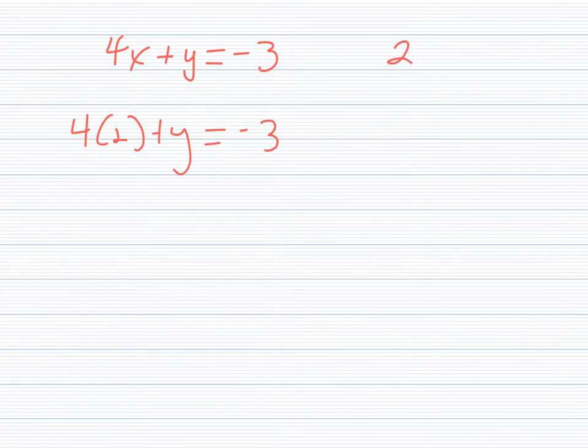Okay, so we have 4x plus y equals negative 2. We're going to try to use 2 as a solution, as a value, and we have 4 times 2 plus y equals negative 3. We can work that out a bit. That would give us 8 plus y equals negative 3.